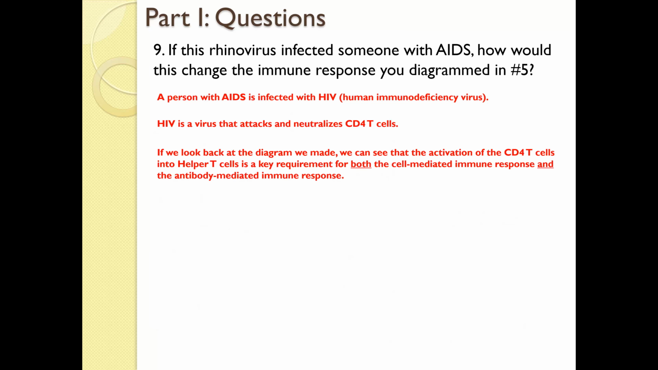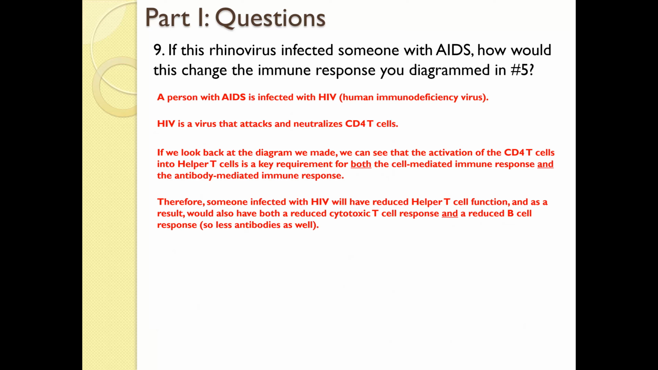So if we look back at the diagram we made in number 5, and I'm going to put that up on the next slide, we can see that the activation of the CD4 T cells into helper T cells is a key requirement for both the cell-mediated immune response and the antibody-mediated immune response. Therefore, someone infected with HIV will have reduced helper T cell function, and as a result would also have both a reduced cytotoxic T cell response and a reduced B cell response, so fewer antibodies produced as well.